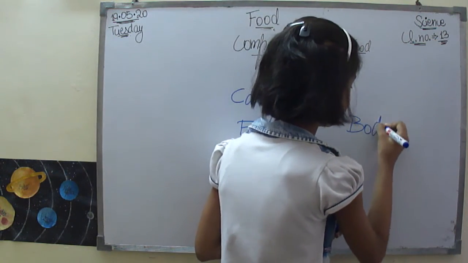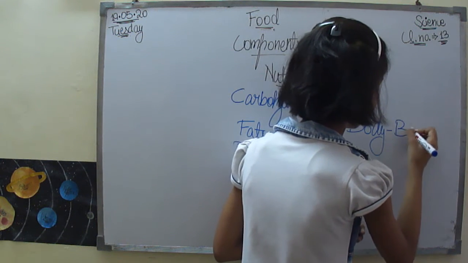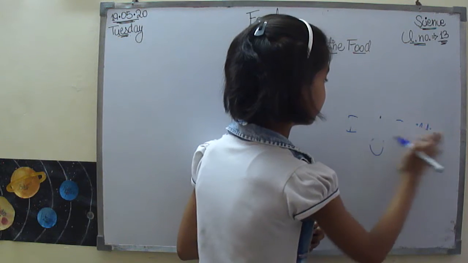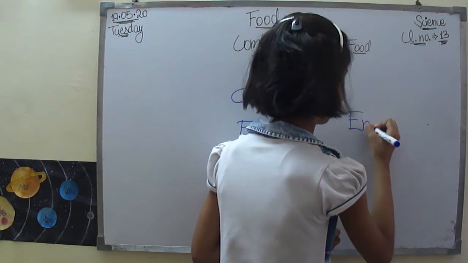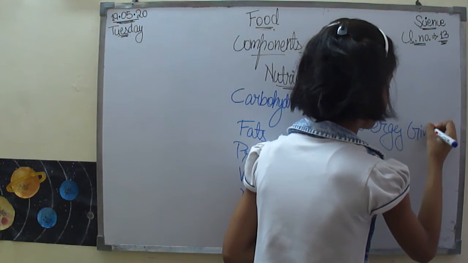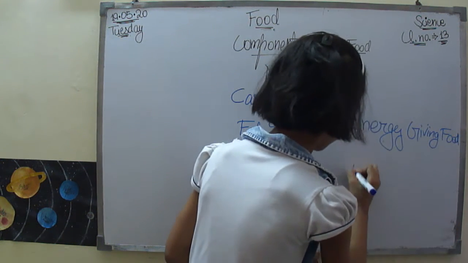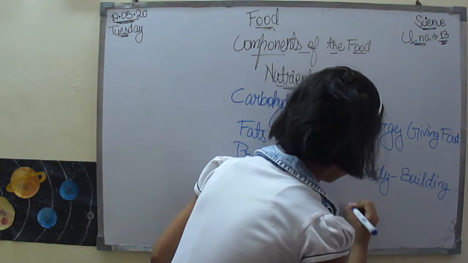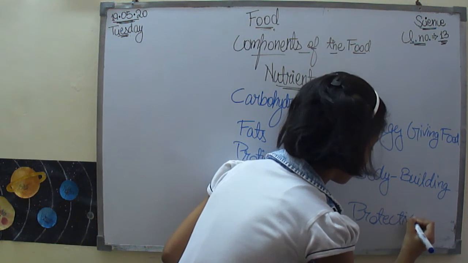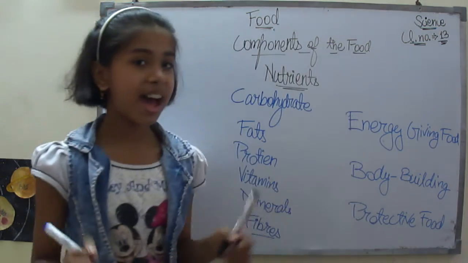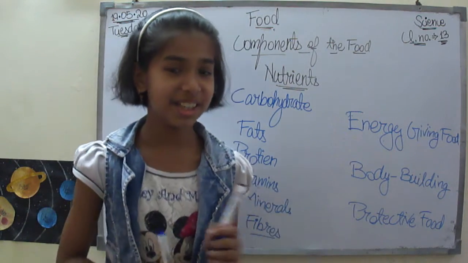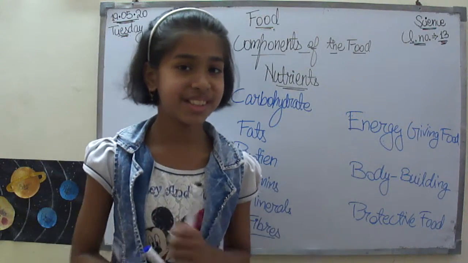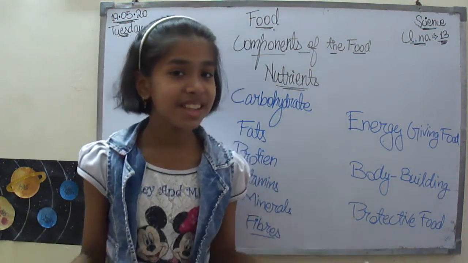The bodybuilding food, then energy giving food, and then at the last we have the protective food. And this energy giving food, as you can guess by the name, is the nutrients which give us energy to do work. So that is called energy giving food. Simple.